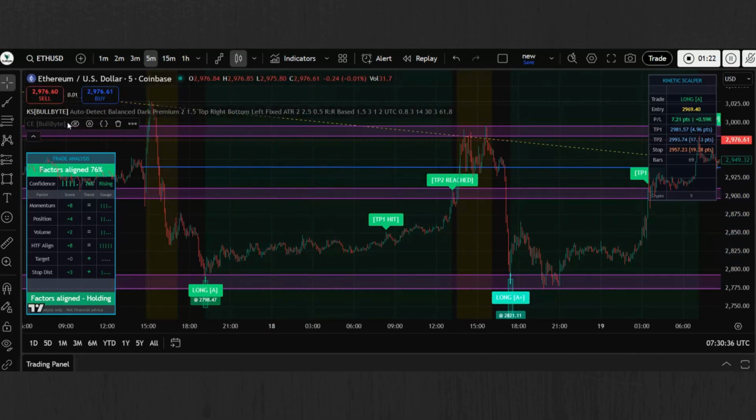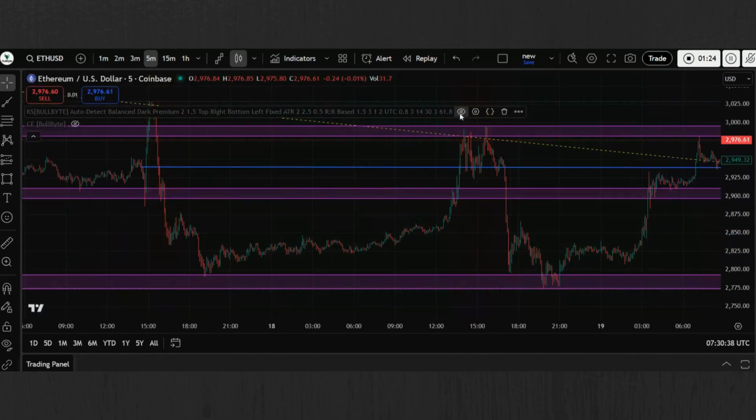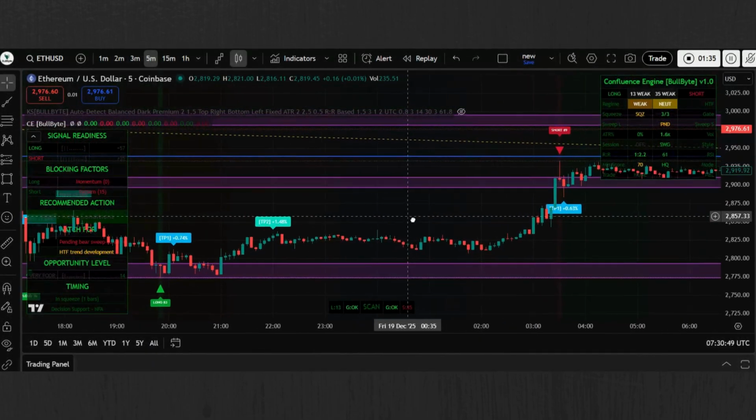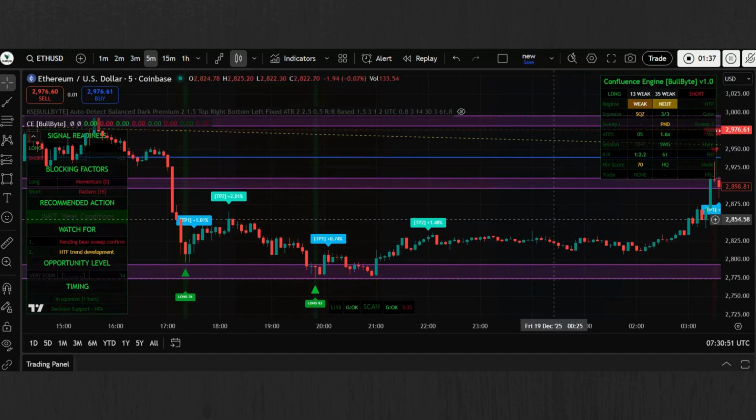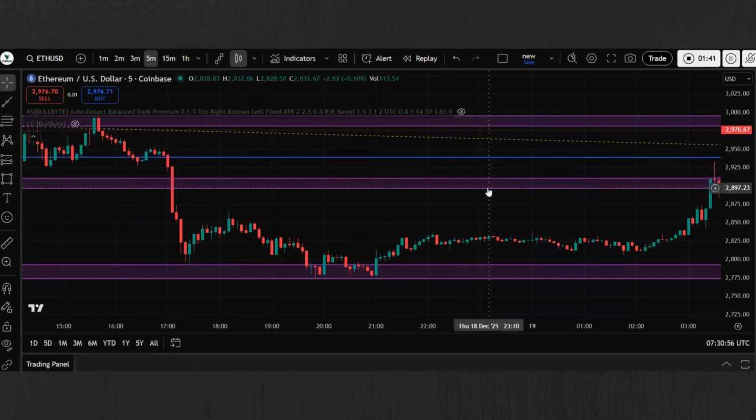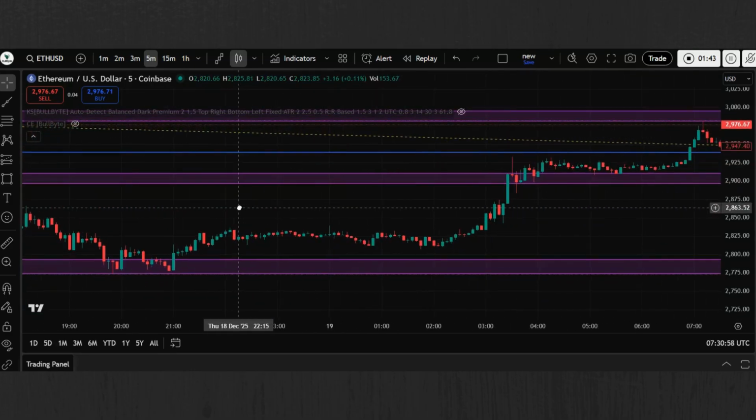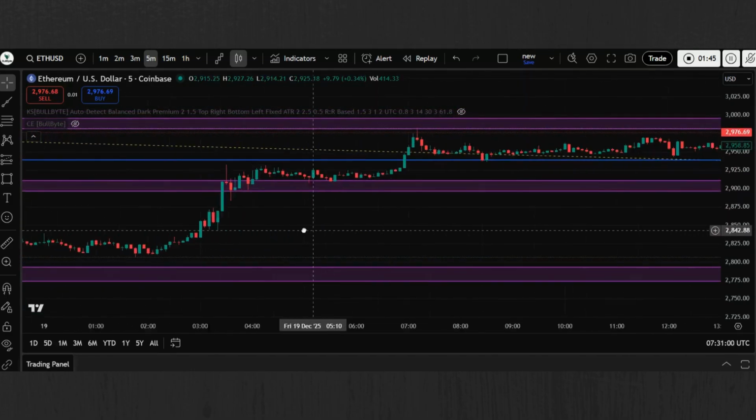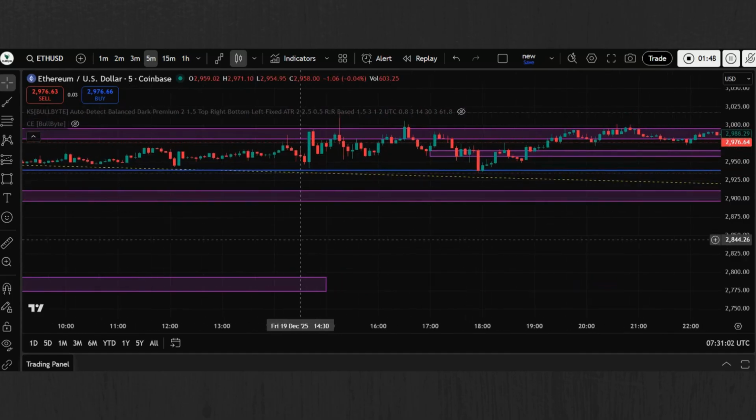Step 5. Turn on Kinetic Scalper and Confluence Engine. Now you're looking for signals that align with your levels. That's it. That's the system. And I promise you, if you do this consistently for just 1 week, you will see a dramatic difference in your results. Fewer losses, bigger wins, and way less stress.